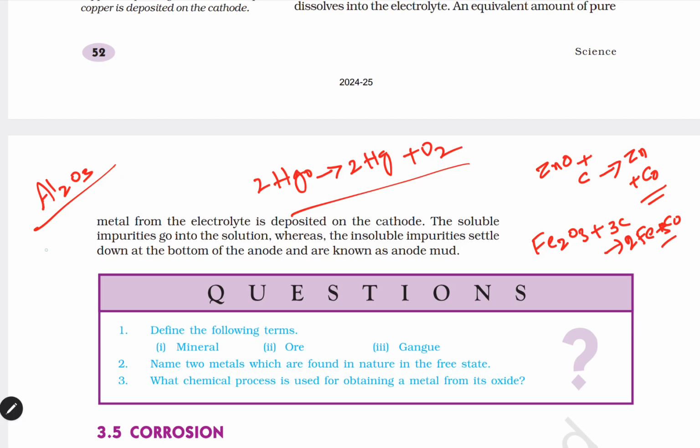If you do electrolysis for this one, what will happen? At the cathode, you will get Al3 plus plus 3 electrons. And at the anode, O2 minus becomes half O2 plus 2 electrons released. So here you will get the aluminium at the cathode. Like that you can use the electrolysis process to extract the metals. Thank you.